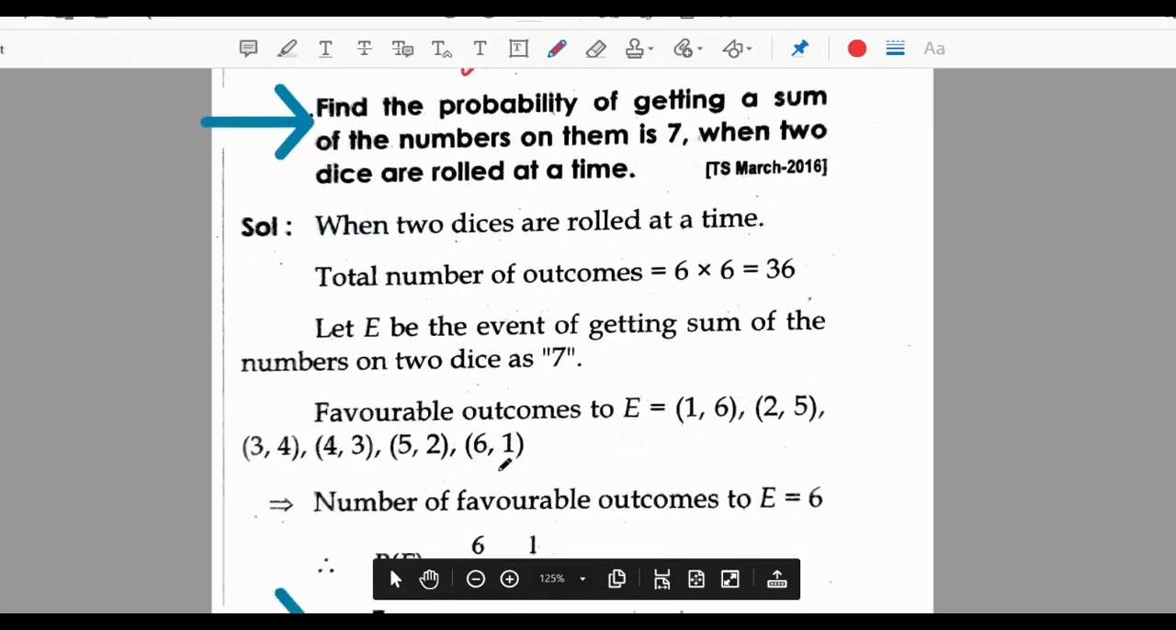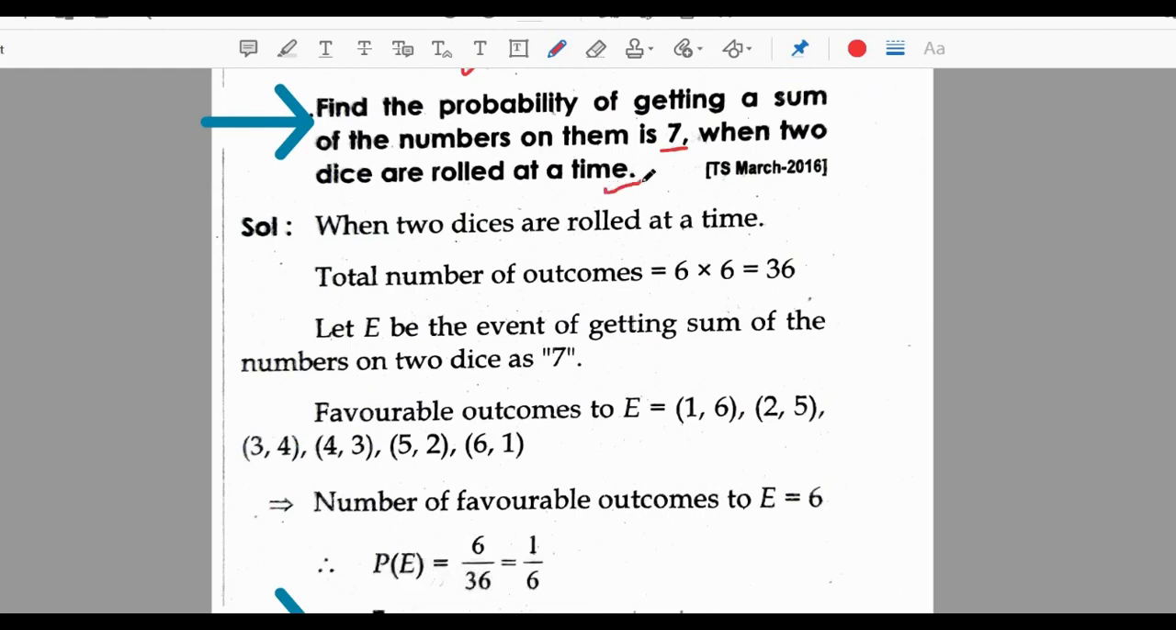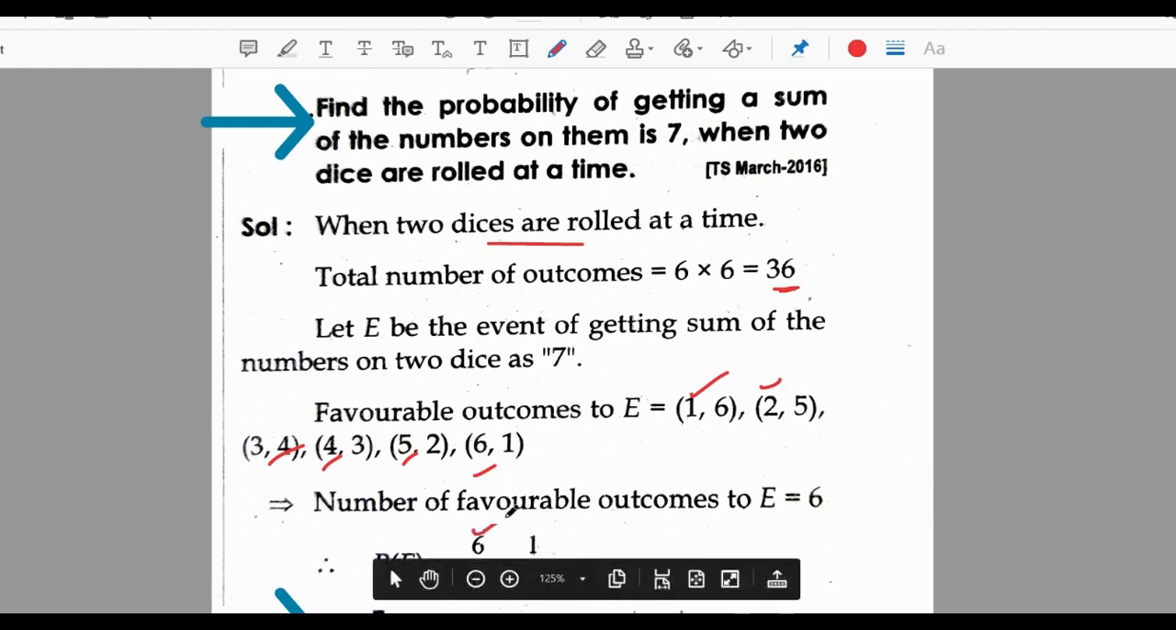Find the probability of getting a sum of numbers as 7 when two dice are rolled at a time. When two dice are rolled at a time, total number of outcomes are 36 and number of favorable outcomes are 6, because these are the options whose sum is 7. So 6 by 36, which is nothing but 1 by 6.